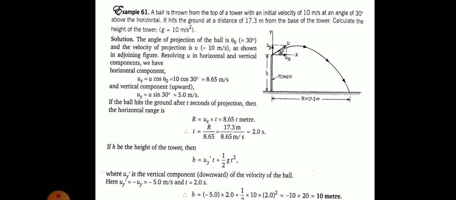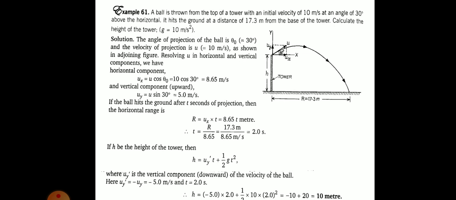Horizontal component of initial velocity will be 10 cos 30 degree and vertical component of initial velocity will be u sin 30 degree. In horizontal direction there is no acceleration, therefore r is equal to horizontal velocity into time. From here time comes out to be 2 seconds, means particle will reach the ground after 2 seconds.